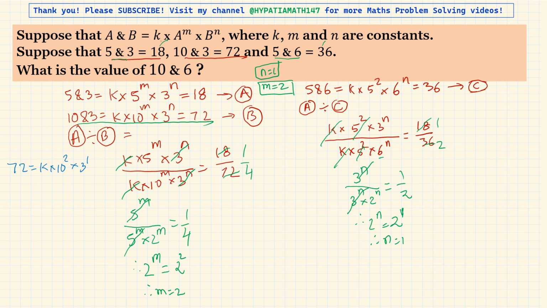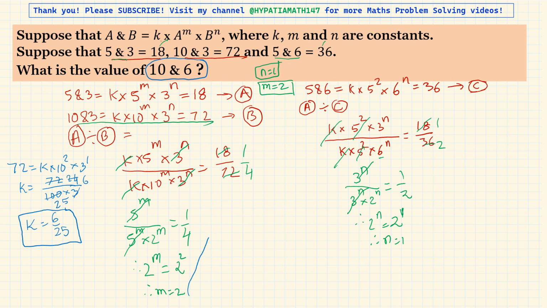Therefore k equals 72 out of 100 times 3. So that would be, we can do 3 times 2 is 6, 1, 7, 24. And then I can do 4 times 6 is 24. 4 times 25 is 100. So I get k equals 6 out of 25. So that is another value. So we've got these 3 values. So now let's work out what 10 ampersand 6 is.